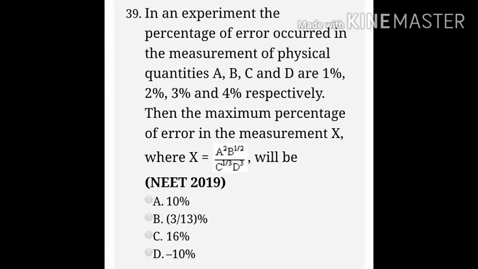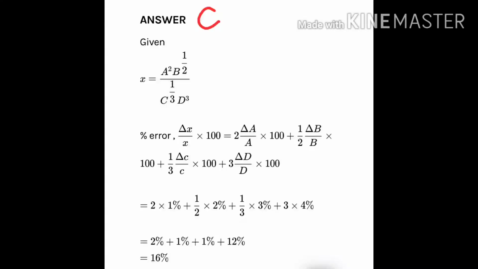Question number 39. In an experiment, the percentage of error occurred in the measurement of physical quantities A, B, C and D are 1%, 2%, 3% and 4% respectively. Then the maximum percentage of error in the measurement X, where X is equal to A square B power half by C power 1 by 3 D power 3, will be option A 10%, option B 3 by 13%, option C 16%, option D minus 10%. For question number 39, the correct option is C.